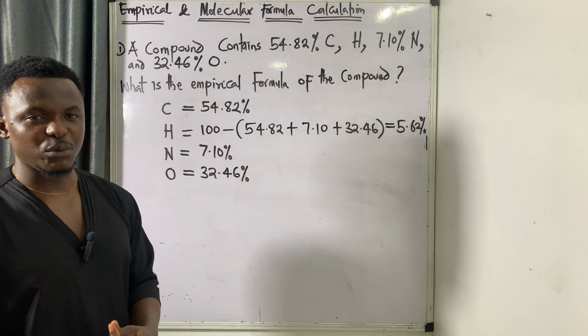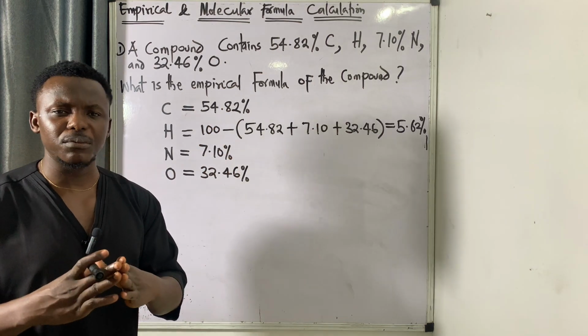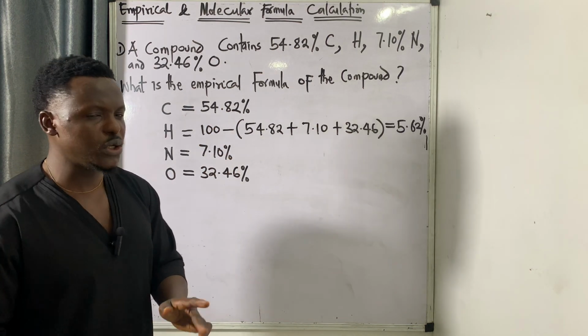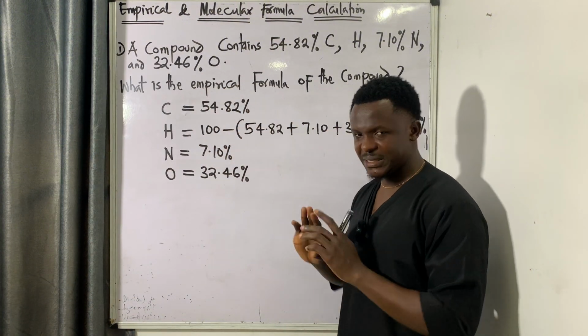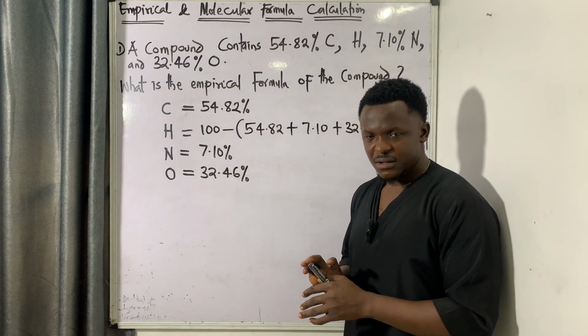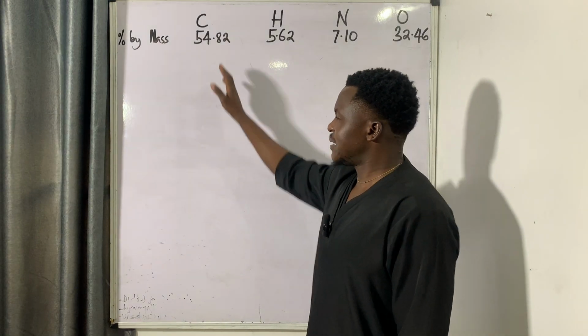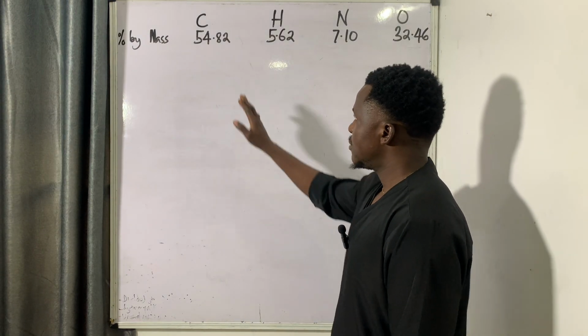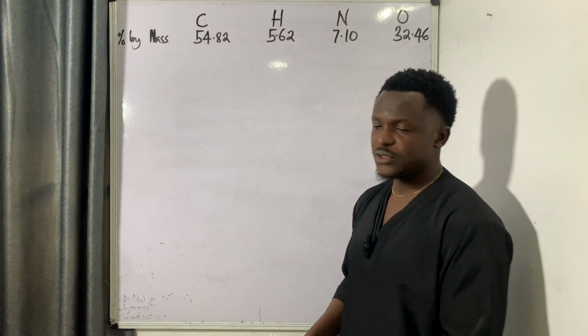So you can see that the percentage of hydrogen is now 5.62. How did we get the 5.62? You add up the percentage of this. Now this adding up and subtracting from 100 is only done when the composition of the compound is given to us in terms of percentage. Okay? All right, so let's proceed. Now, we've gotten the percentage of carbon, hydrogen, nitrogen, and oxygen. Recall what I told us earlier.